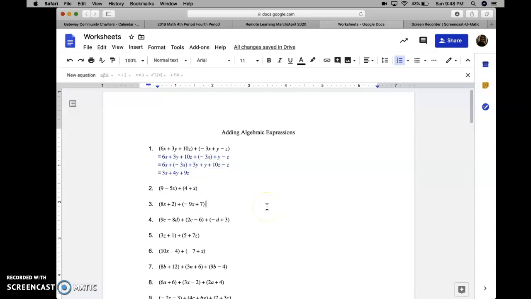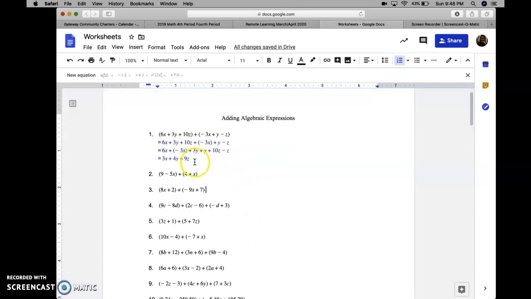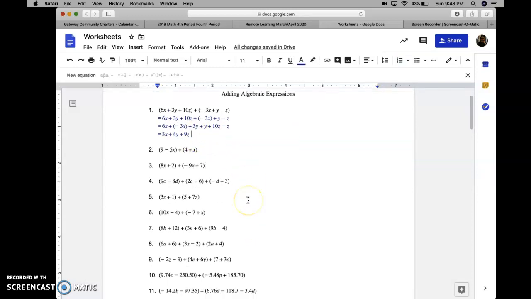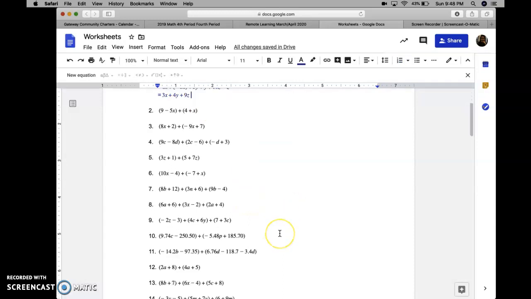Color it any color you want, purple or green or maroon. All those colors are fine. Please don't color your work in red because red is the teacher's color. I mark your papers up with red, so I don't want to see your work in red. Red is typically like you did it wrong, right?